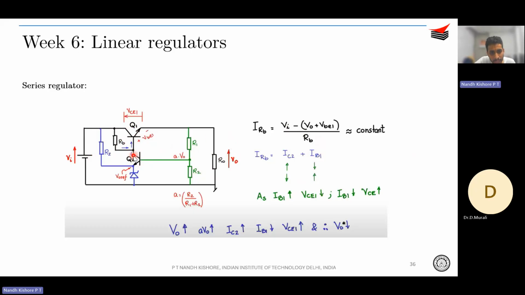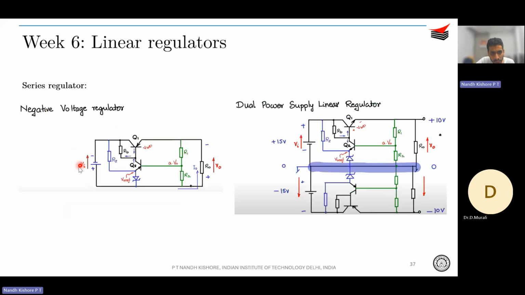Right. So you just took the tapping, you control what is the collector current and hence what is the base current for Q1. If you reduce base current, the drop increases, therefore V0 again decreases. Okay. Right. And with this series regulator, we also saw how to implement a negative voltage regulator.